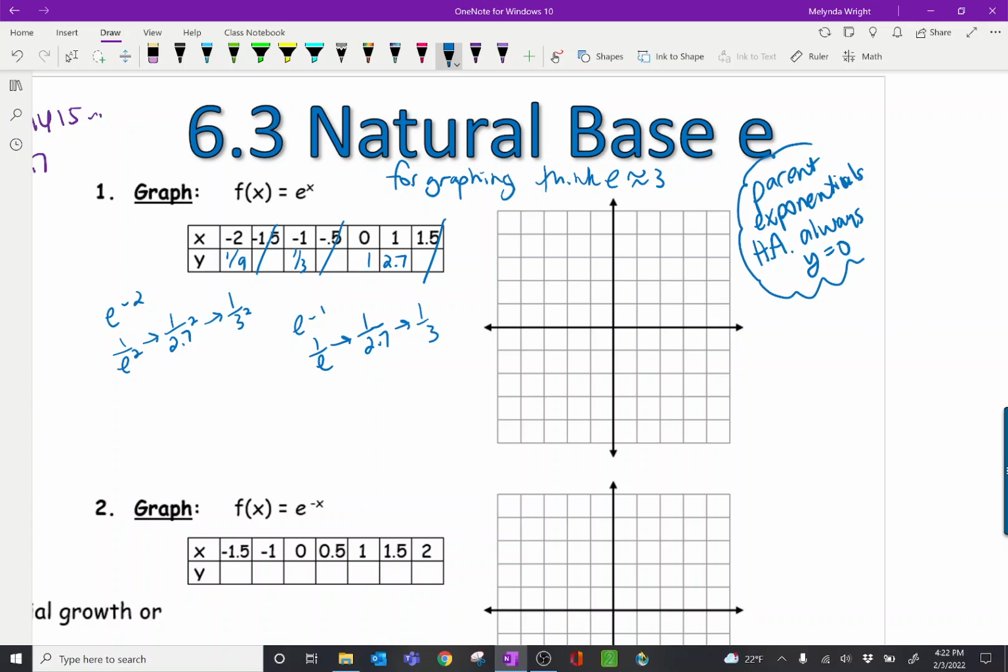Well, what do I mean by a parent? The parent would be where there are no transformations. There's no +2 here, or there's no 2 there. I mean, there's nothing going on. It's just e to the x. All right, so we do have a horizontal asymptote at y equals 0. So let's go ahead and draw it in. Okay, this is our horizontal asymptote.